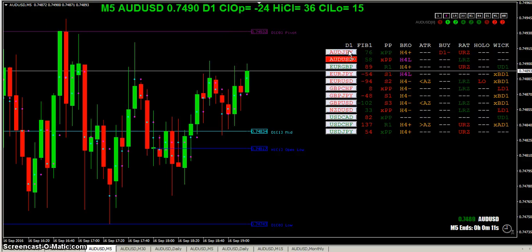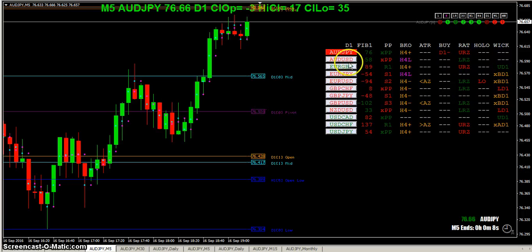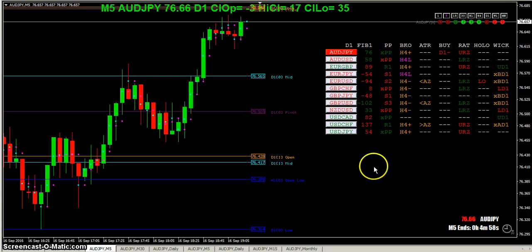If you look at the AUDJPY, the Aussie yen, here's the pivot. You can see it crossed it and price is above it. It just lets you know where price is in relation to the pivots.